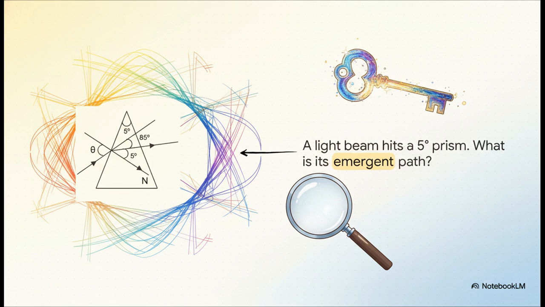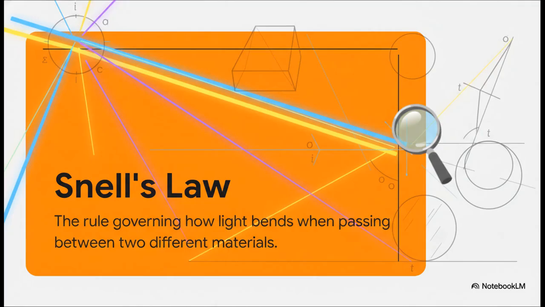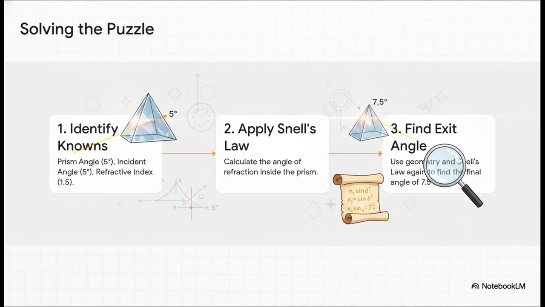To figure this out, you need a special key. And that key is Snell's law. This one elegant formula is basically the master rule book for refraction. It connects everything: the angle the light comes in at, the angle it bends to, and the properties of the materials themselves. It's like the secret code that lets us predict exactly where the light is going to go every single time. So how do we use it?